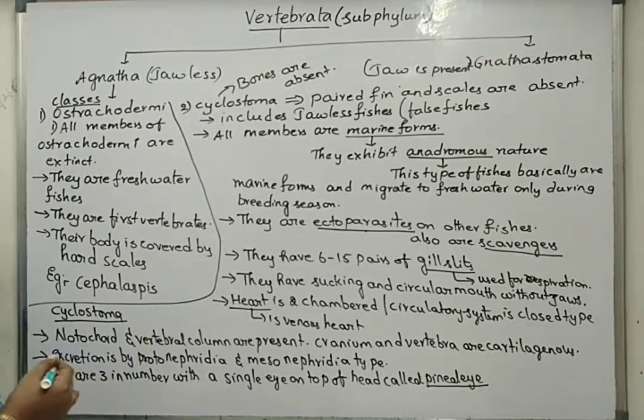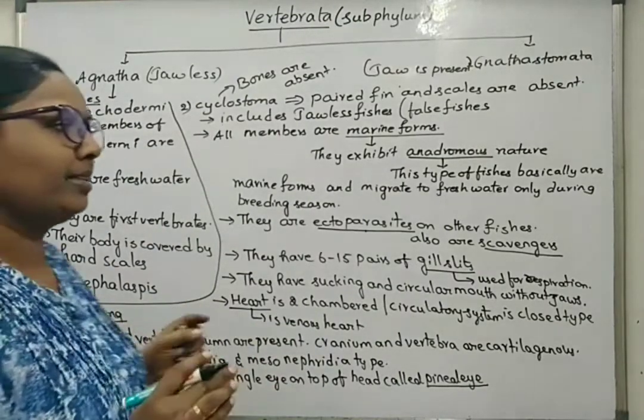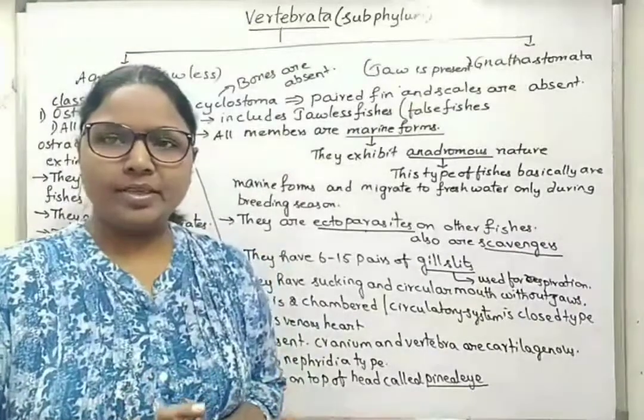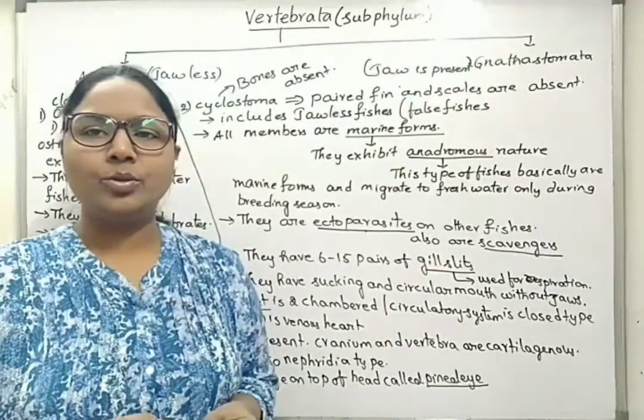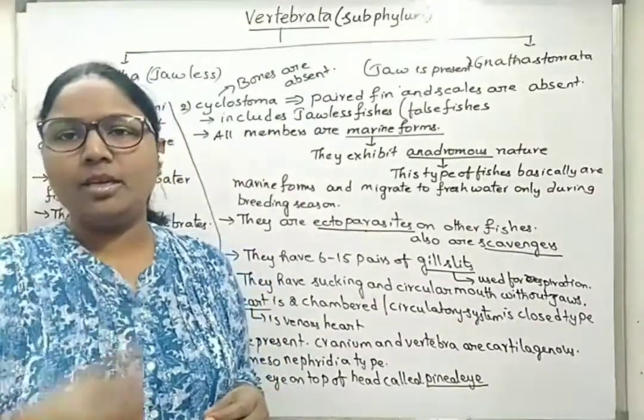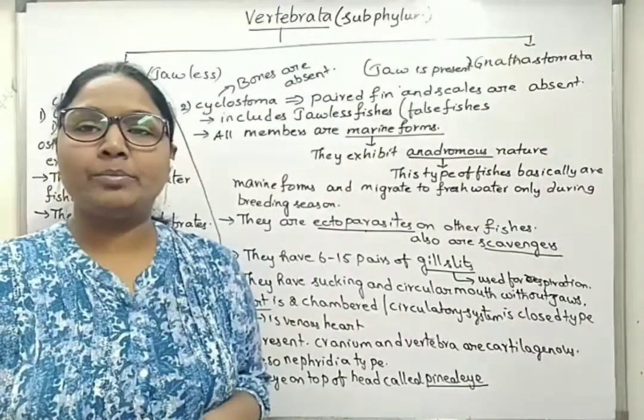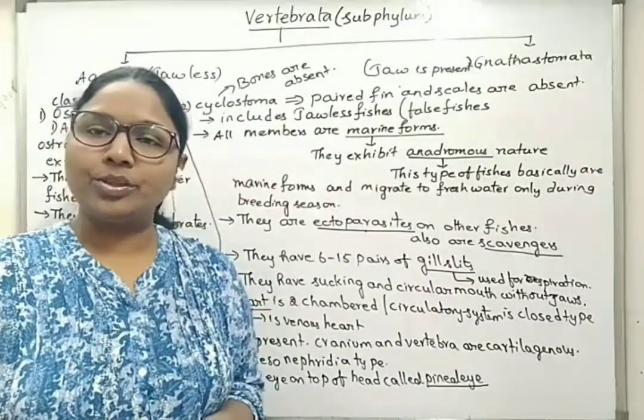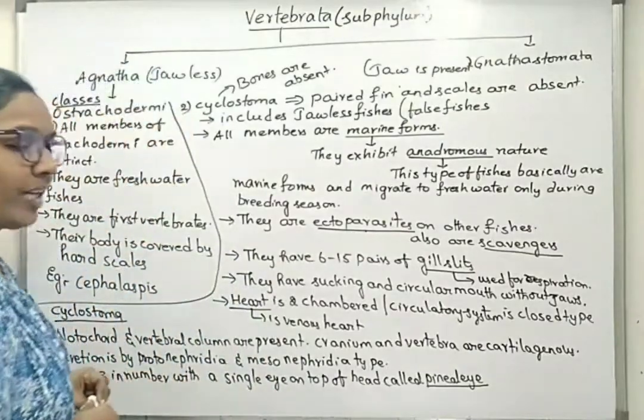Next, the nose is only one. Basically, any well developed higher chordate will have two nostrils, meaning two entries of the nose. But these Cyclostoma members have only one nose. So they are also termed as monorhinous.